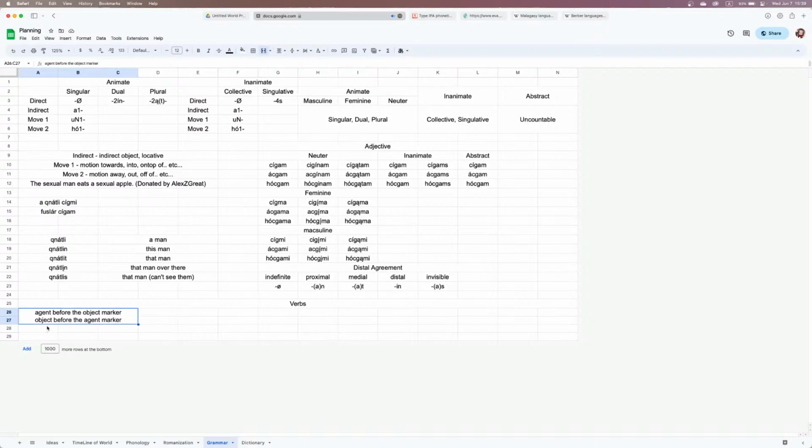So our example sentence, courtesy of who was it again that really wanted me to have the word sexual? It was because you were having the typo, Alex, wasn't it?